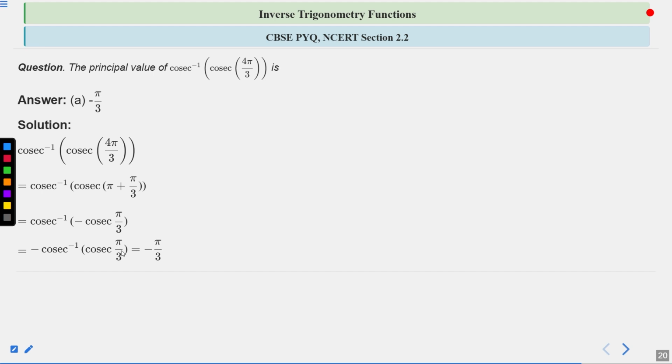Our correct answer will be minus pi by 3. Okay, hope you understood this. Let us move to the next question.